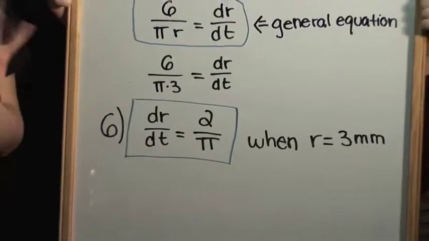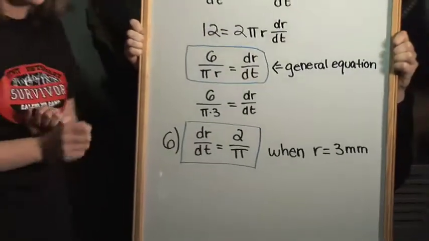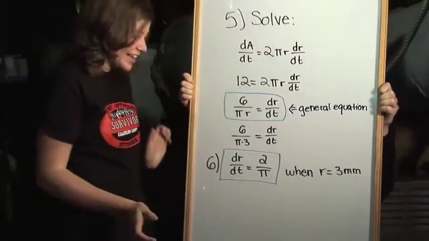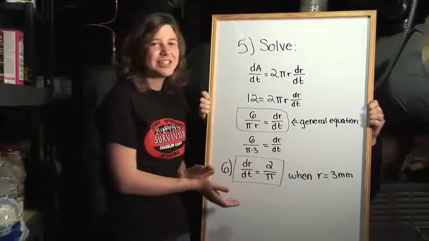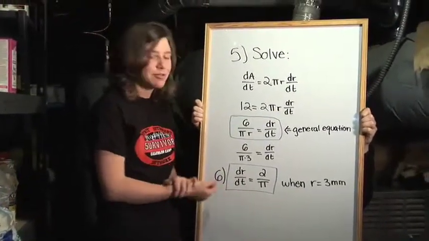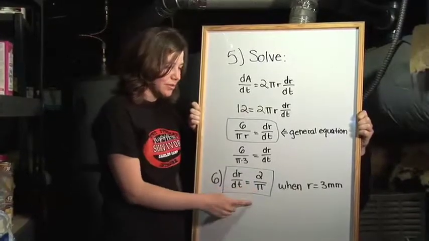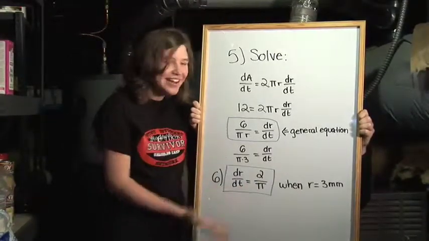So then we can move on to step 6, which is where we state our answer. And our answer is the rate at which the radius is changing with respect to time equals 2 over pi. Not a big deal, and that's your answer.